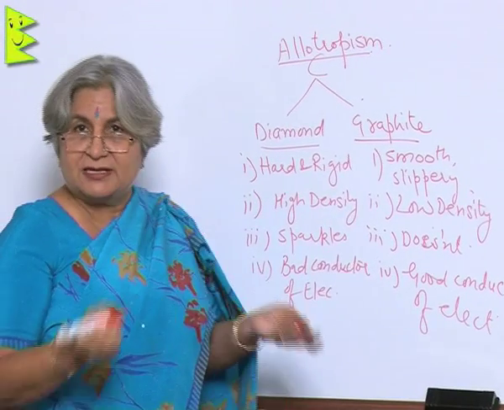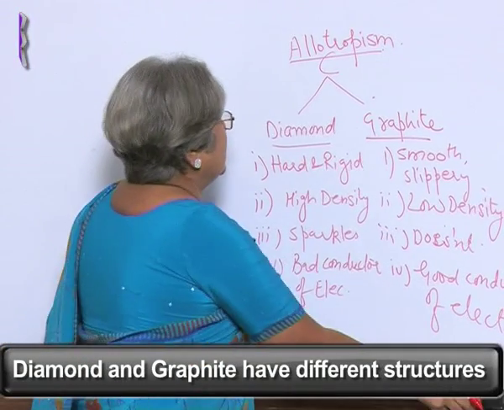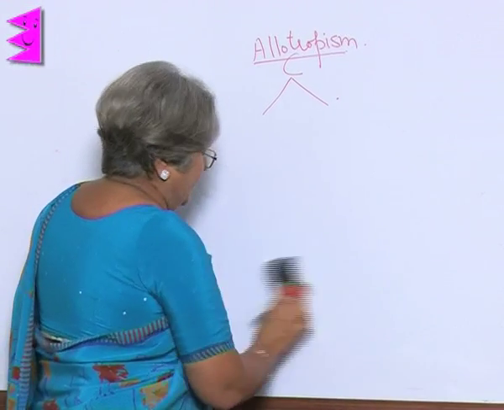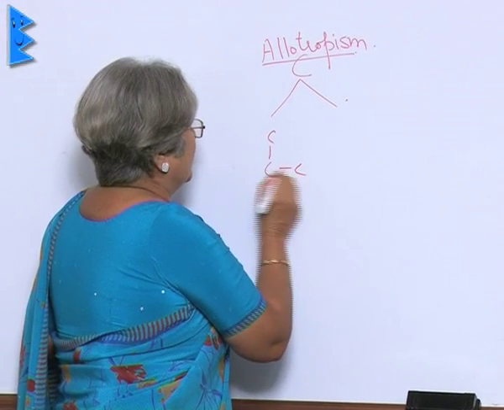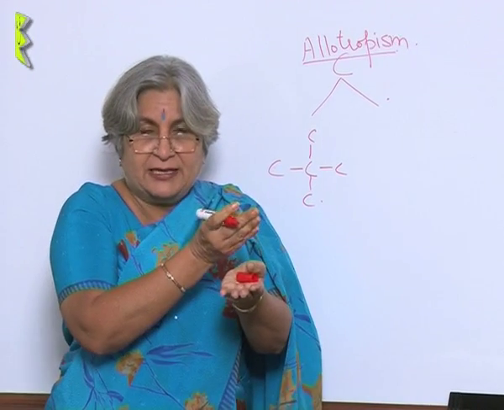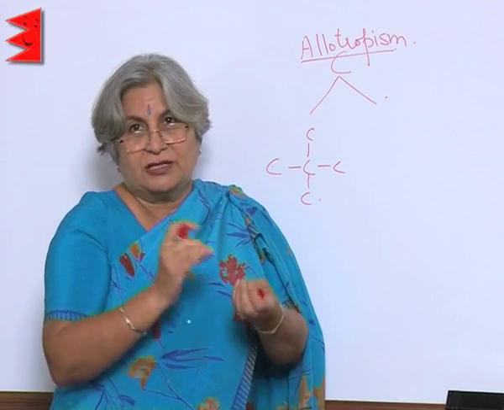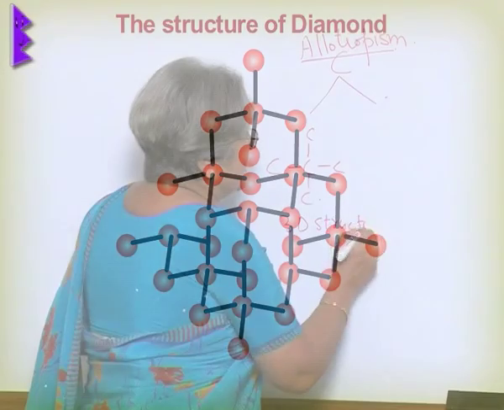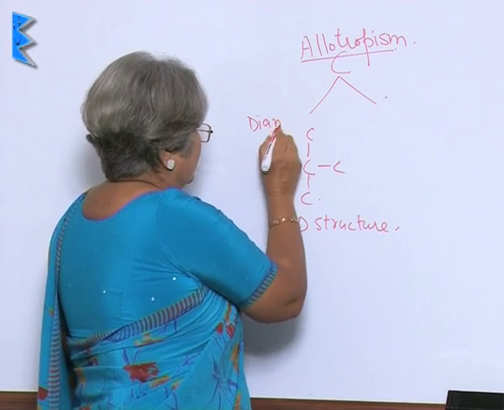All right, we understand that diamond and graphite are allotropes, but why? The reason is their structure is different. In the case of diamond, one carbon atom is attached to 4 carbon atoms, which means if it is in the form of layers, 3 carbons are attached on the surface and 1 down below. So the result is there is a 3-dimensional structure, and that is why it is hard and rigid. This is in the case of diamond.